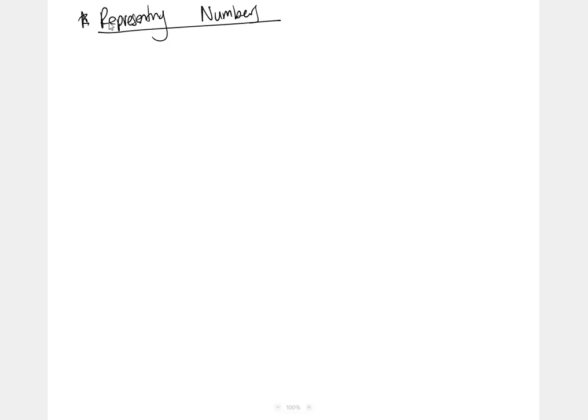So representing numbers is a very interesting thing in computation. One way we can represent numbers is by simply assigning every string of bits to a number. Suppose we've got 3 bits to represent numbers. So that's 000, 001, 010, 011, 100, 101, 110, 111.